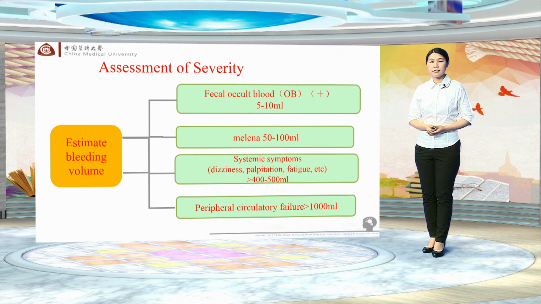Once the patient has systemic symptoms such as dizziness, palpitation, fatigue, etc., the bleeding volume is usually greater than 400 to 500 milliliters per day. When the patient has symptoms of peripheral circulatory failure, then the amount of the bleeding is usually more than 1,000 milliliters. Correctly assessing the patient's bleeding volume can help us choose an appropriate treatment plan for the patient.